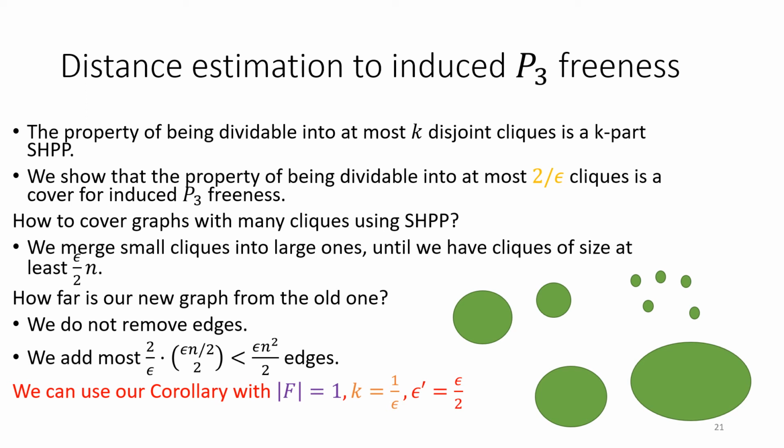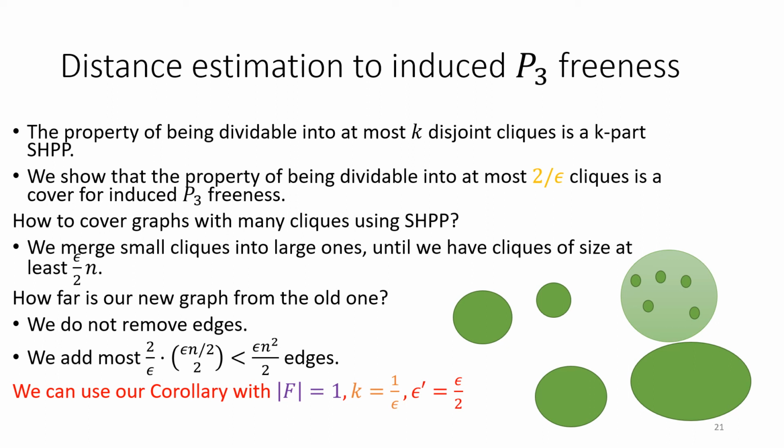a valid cover. We do so by showing that any induced P3 free graph can be modified with at most epsilon over 2 n squared edge modifications, so that it will have at most 2 over epsilon maximal cliques. We do so by greedily merging cliques as long as possible to merge cliques that result in a clique of size at most epsilon n over 2.